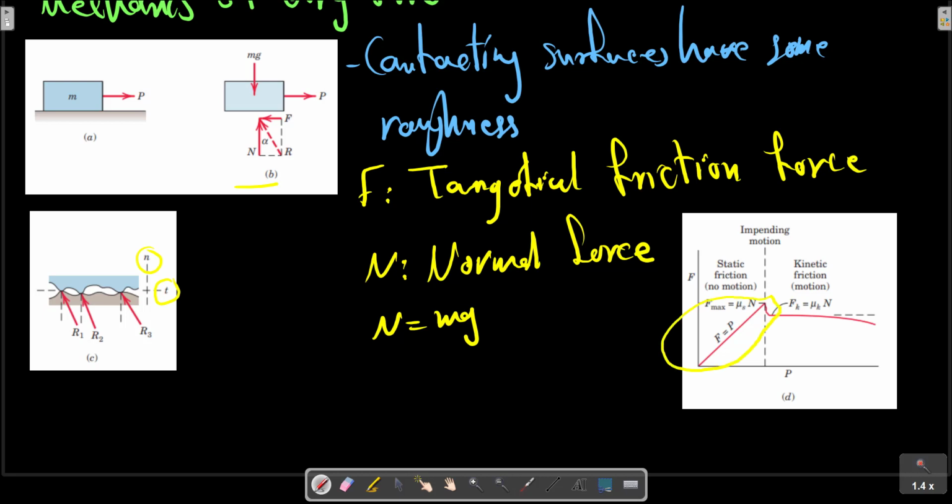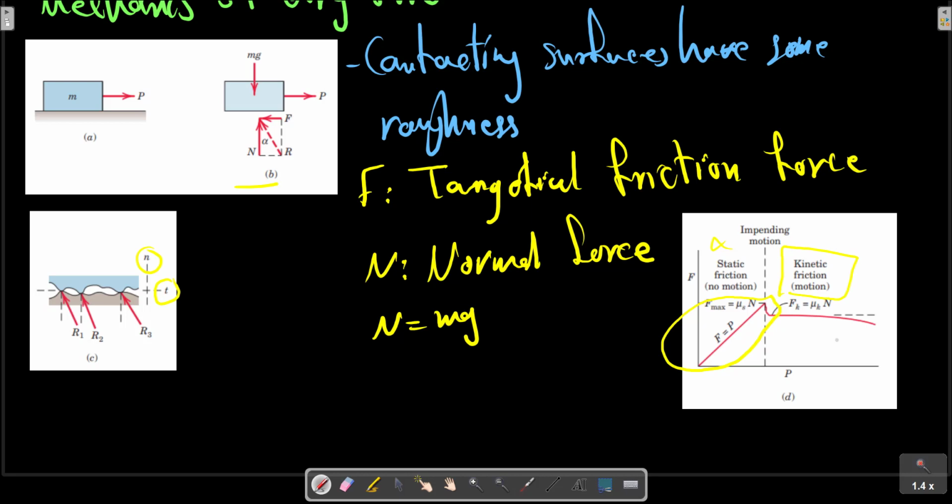This is the static, no motion part, as stated here. During this period, the block is in equilibrium and all forces acting on the block must satisfy the equilibrium equations. Finally, we reach a value of P which causes the block to slip and to move in the direction of the applied force.